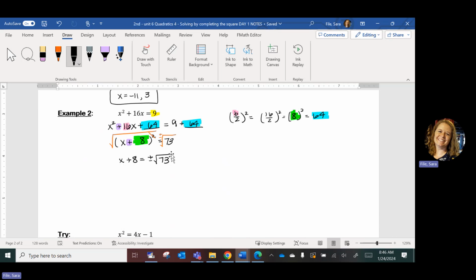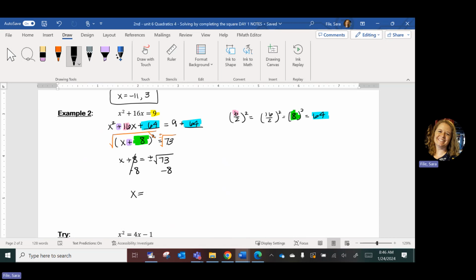Now, what do I still have to do to solve for x? X is not alone yet. I need to move that 8. Opposite operation is going to be to subtract 8. Now, am I going to do 73 minus 8? Y'all think? I am not. Why?